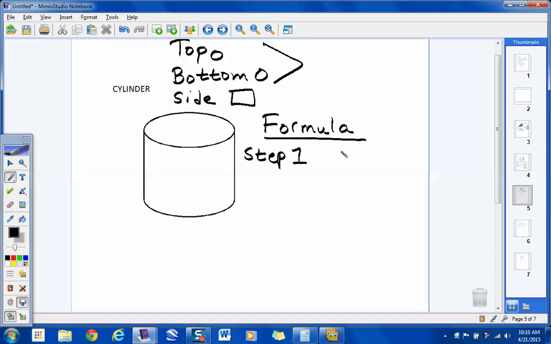Watch what I do here. Pi r squared, where r represents what again? The radius, right? Okay. How many circles were there to this, though? Two. Okay. Step one is going to allow us to find the total surface area of the top and the bottom in this case. Two circles. Top circle, bottom circle.